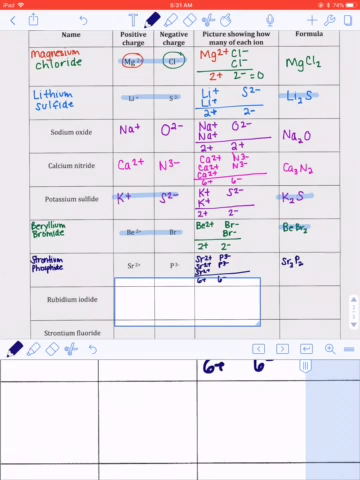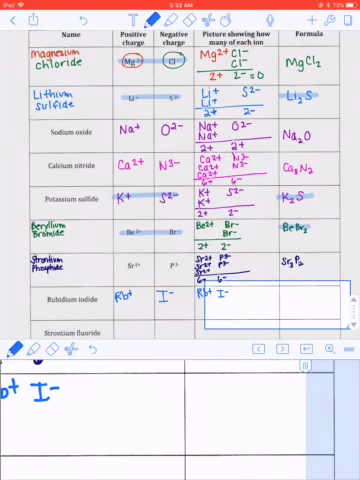Since I know Rb is in the first column, I know that it only loses 1 electron, so it's an Rb plus 1. Oh, I wrote that totally in the wrong spot. Just kidding. Okay, Rb plus 1, and then I is, wow, I is minus 1. So they already cancel each other out.